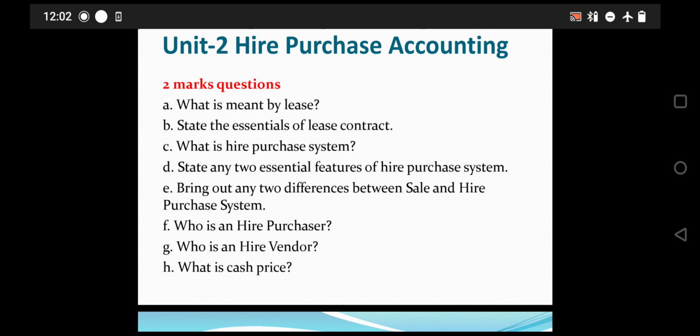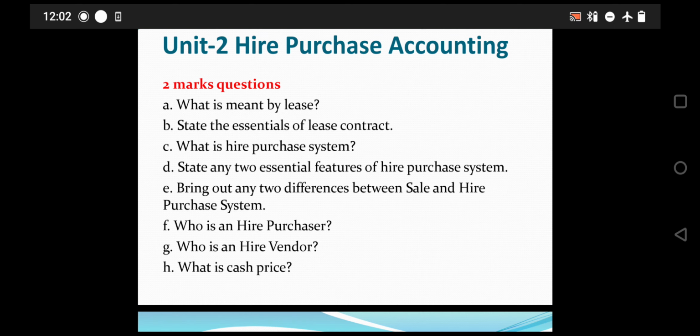So the first question, they may ask you what is the meaning of lease. Lease is a contract between 2 parties where one party provides an asset to another party to use the asset. The person who receives or uses the asset will pay a certain amount to the owner of the asset. So they may ask you what is the meaning of lease. Again, state the essentials of a lease contract. Then we can say, what is hire purchase system.